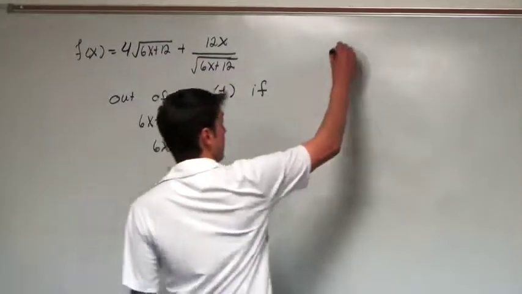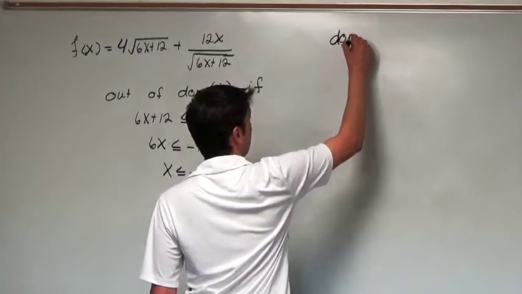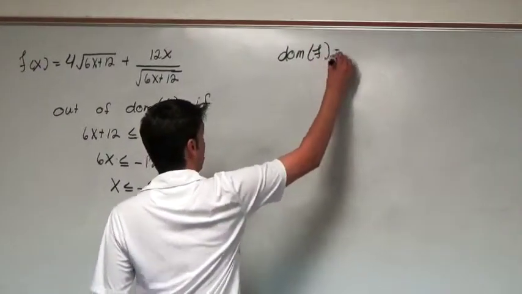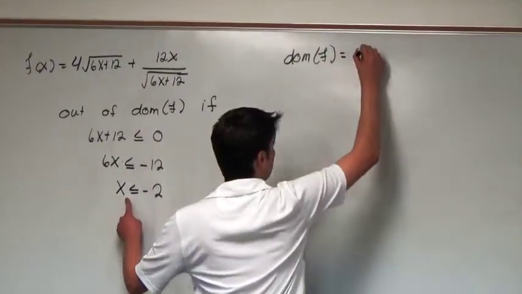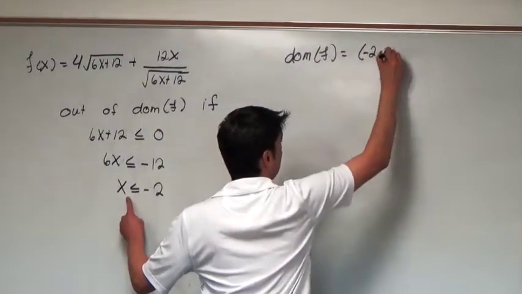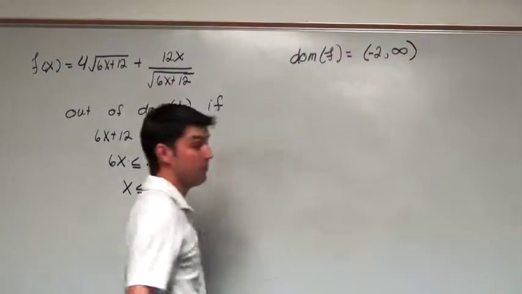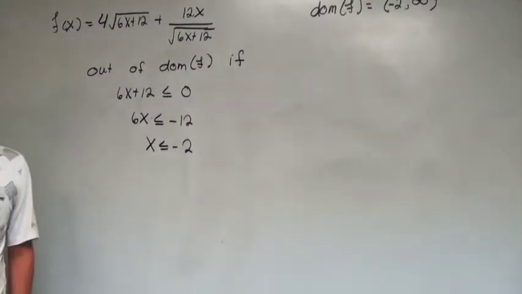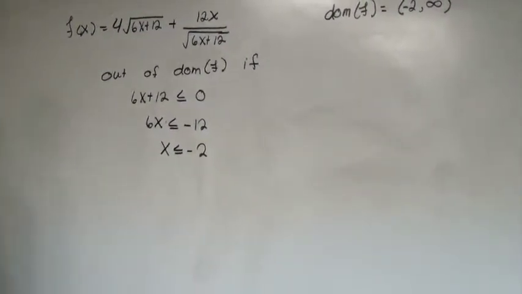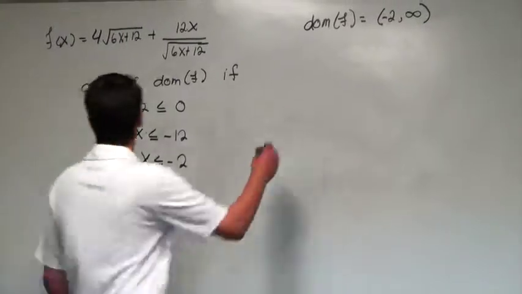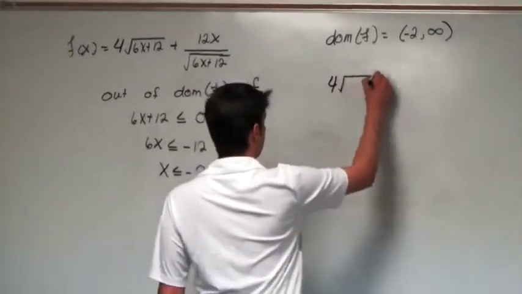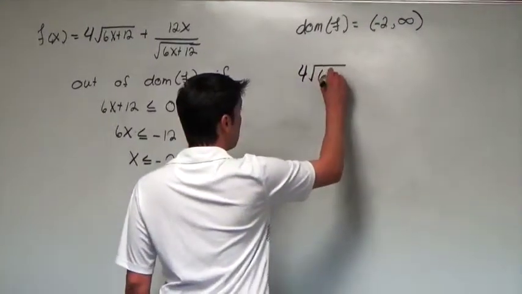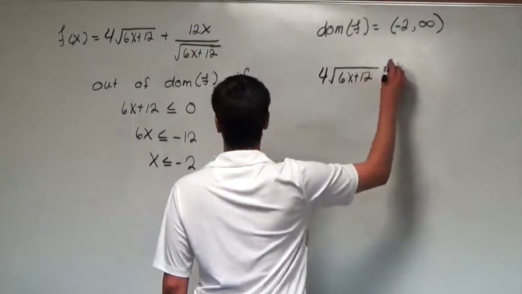Meaning the domain will be everything but these values. All right, so now we know where this function lives, the domain. We can find where it's 0, positive, and negative by setting the original function to 0.